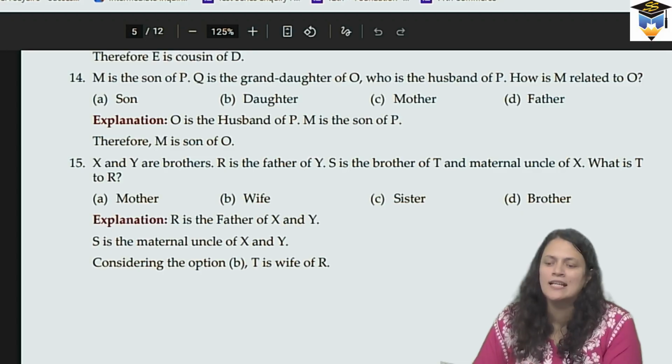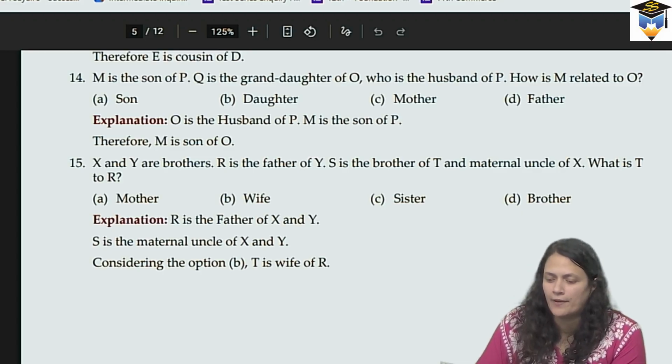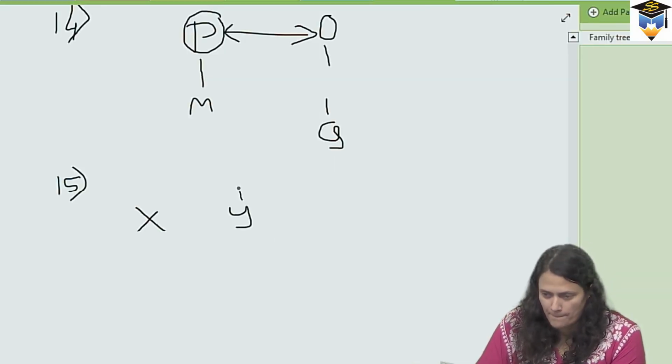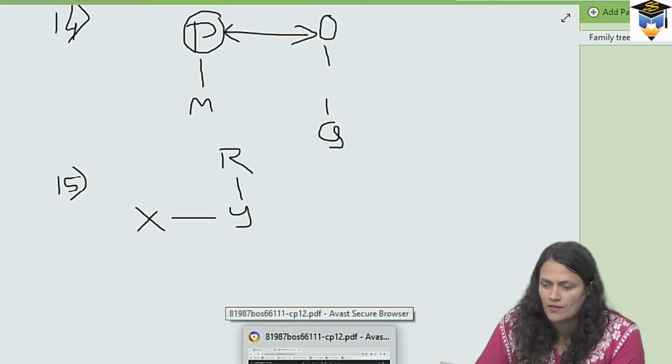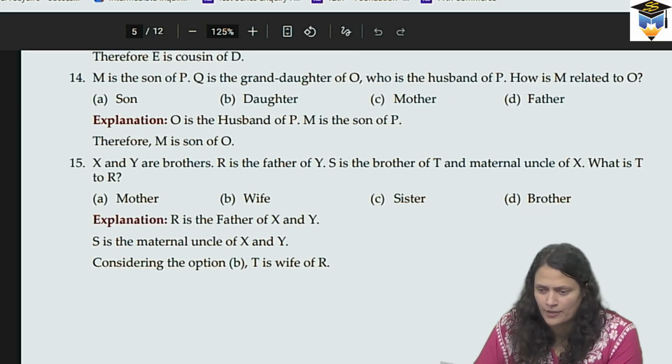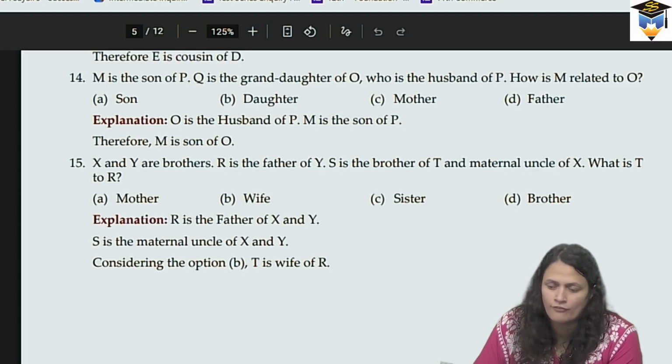X and Y are brothers. R is the father of Y. S is the brother of T, but T is not given to us. And maternal uncle of X. So S is the maternal uncle of X.